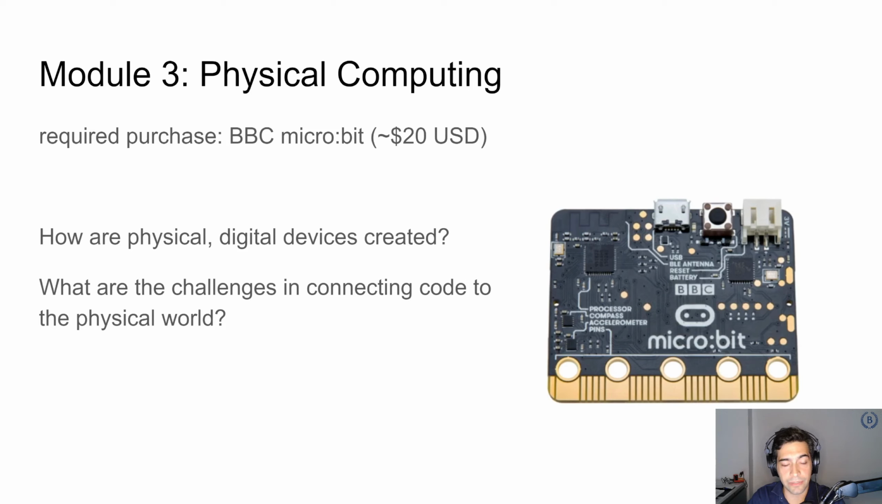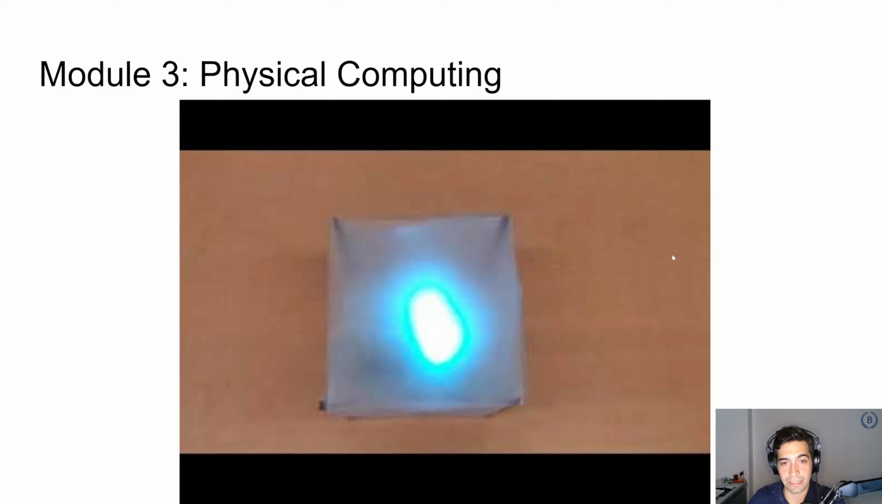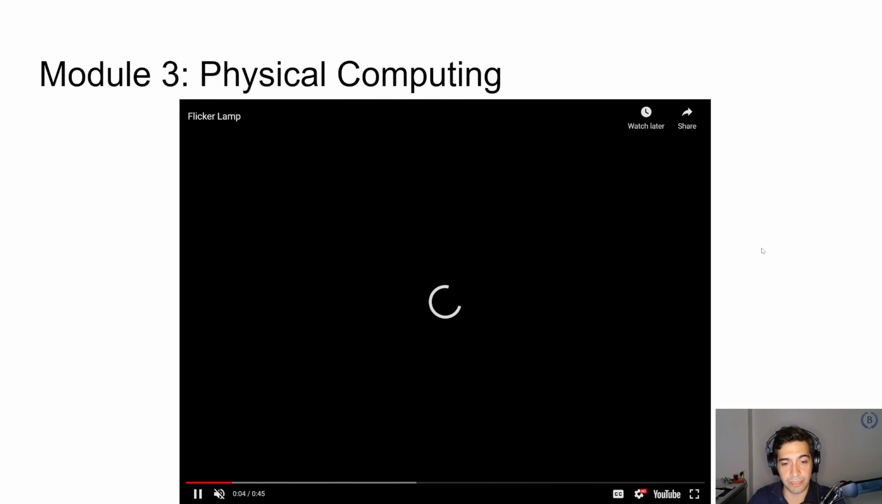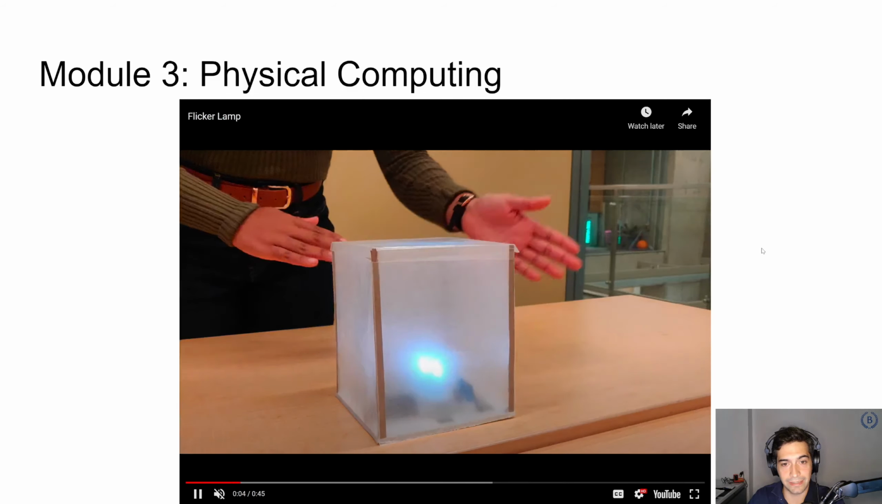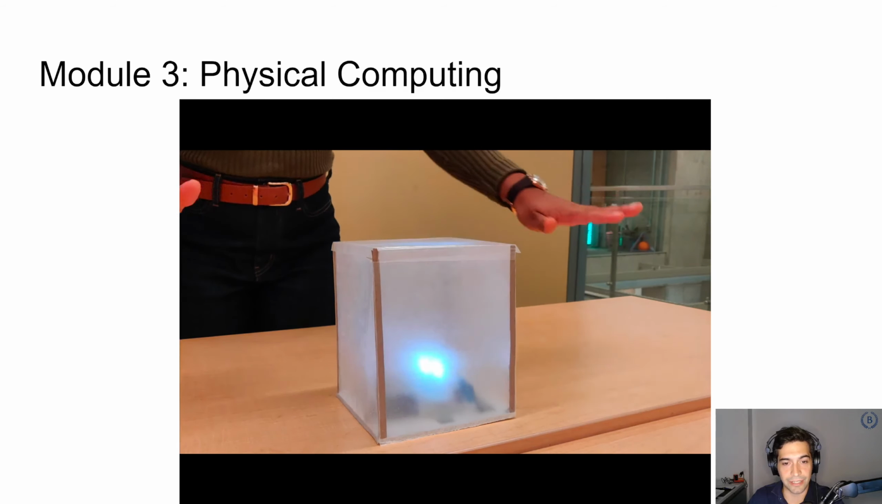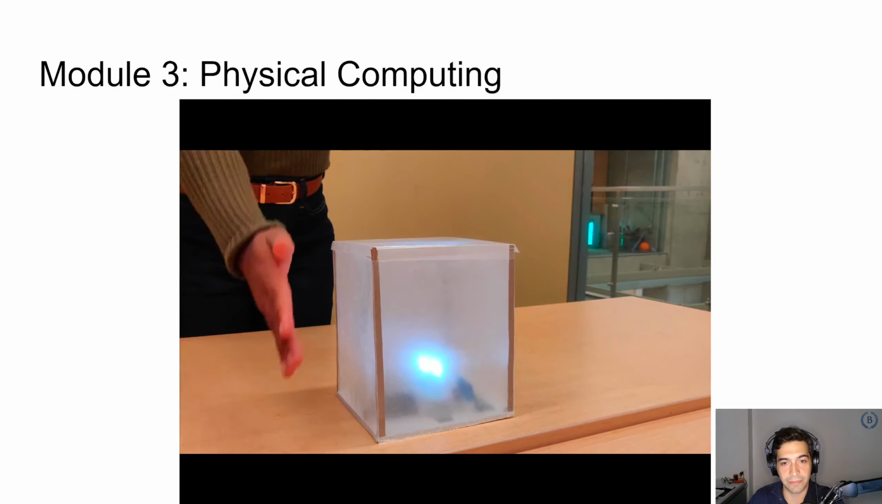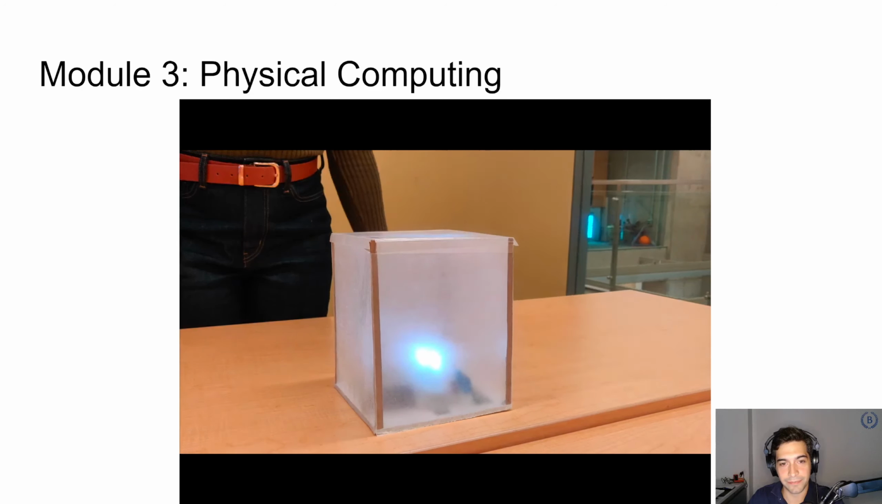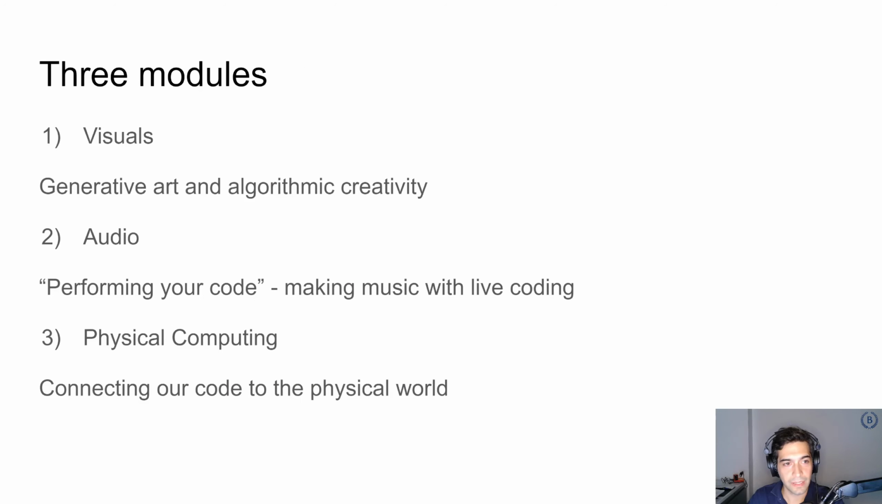And here we're going to be asking, how are physical digital devices created, and what are some of the challenges in connecting code to the physical world? So as an example, here's a student from a couple years ago who created a lamp that turns on and off as you interact with it by waving your hands around. So again, the computing context module has 3 different components: the visuals, the audio, and the physical computing.